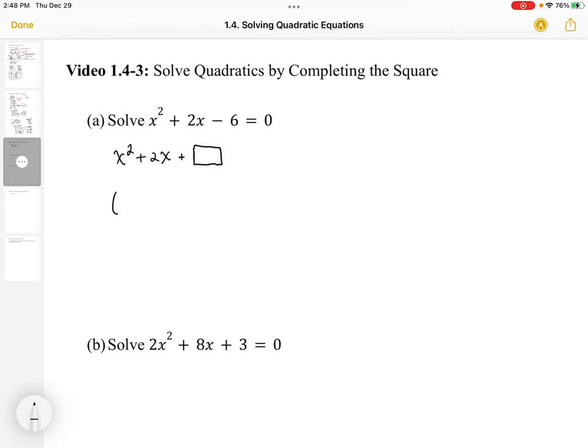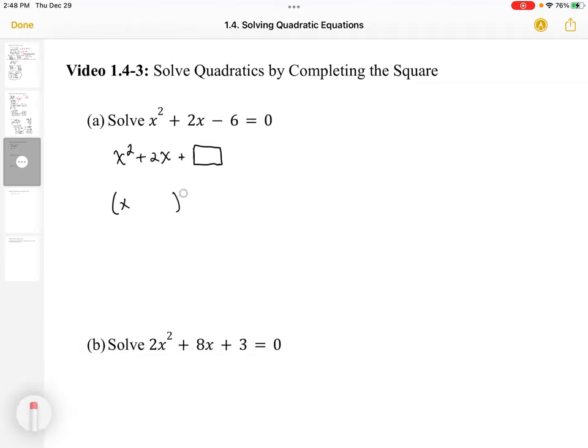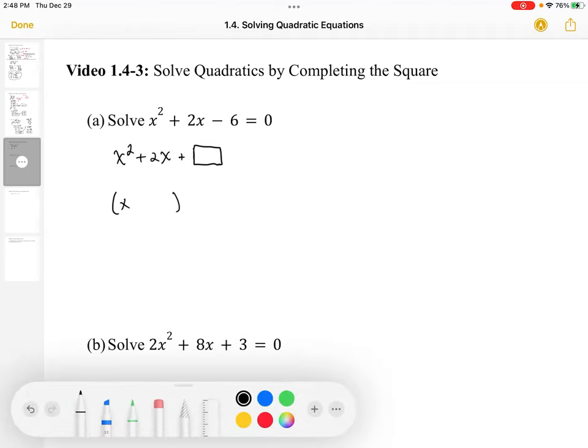So let's just think about this. If this was x plus or minus something, squared, what would that third term have to be so that I would get a middle term of 2x? Now, let's break this down a little bit further. Let's expand this.